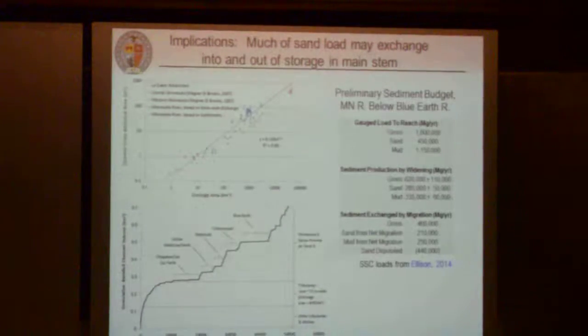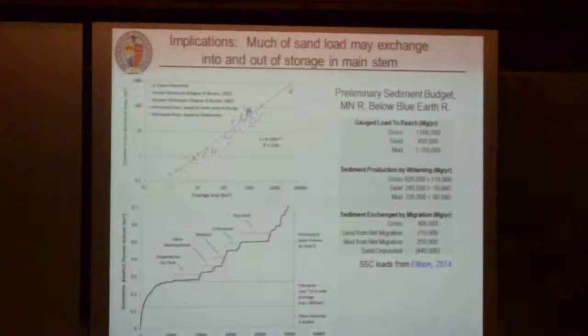So just last night I was putting together a budget just for that part of the system. There's a gauge sand and mud transport rate from suspended sediment concentrations at the upstream end of that system. The gauge load, gross, was 1.6 million tons per year, and sand was 26% of that, so about 450,000 tons per year. How much sediment exchange did we have?